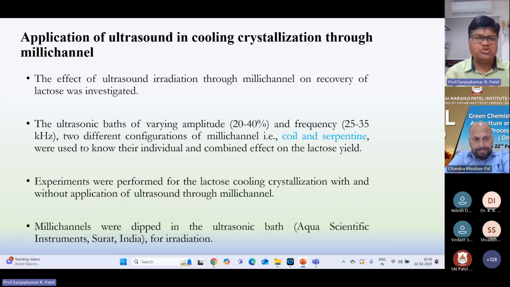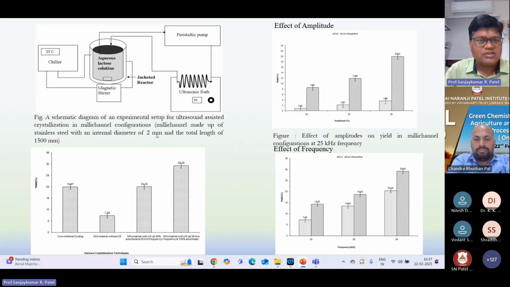So the temperature control is done in the ultrasonic bath, and the ultrasound bath has the facility to supply ultrasonic energy also. So we tried it, and we studied the recovery of lactose through a millichannel in the presence of ultrasound in a cooling crystallization. So this is the overall study that we did. You can see here we required some magnetic stirrer, some peristaltic pumps. We also required chillers for the cooling purpose.